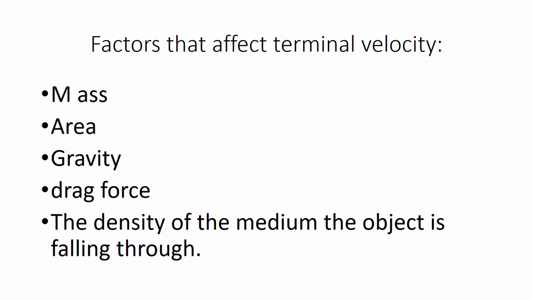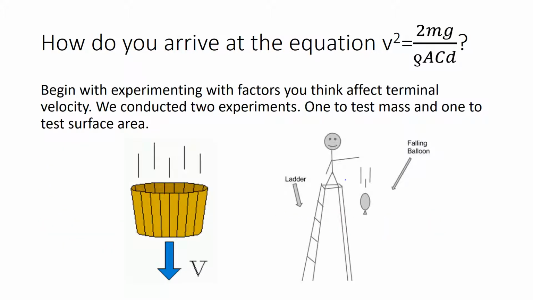Throughout the course of this class, we learned the different factors that affect terminal velocity. So we did some experimenting and came up with a list of mass, area, gravity, drag force, and the density of the medium the object is falling through. How do you arrive at this equation? V squared equals 2 times mass times gravity divided by density times area times coefficient of drag.